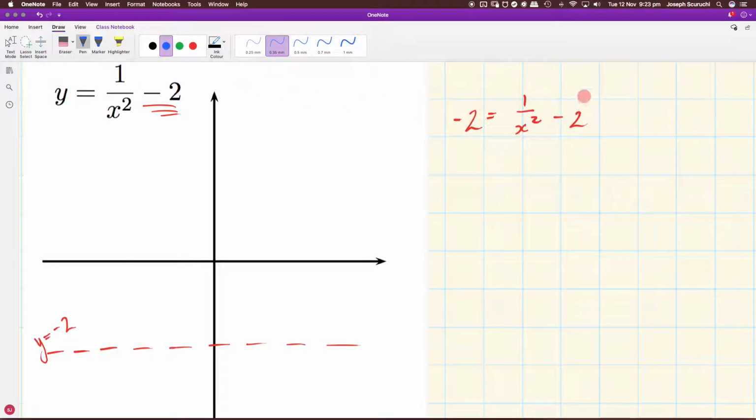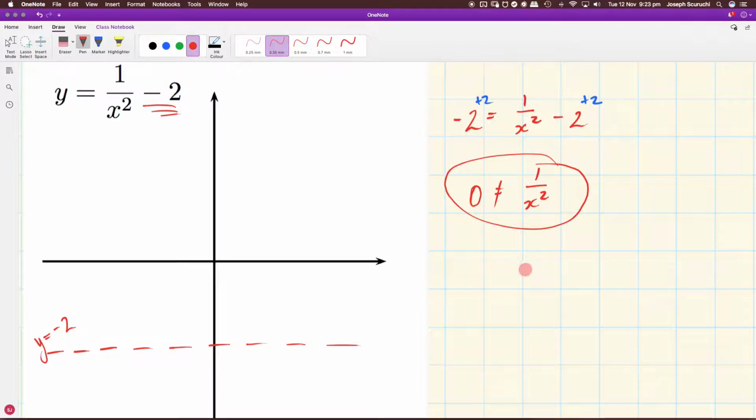I would then add 2 to both sides and be left with negative 2 plus 2 is 0 equals 1 over x squared. I'm left with this. Is there any number I could put in my x spot to give me 0 as an output? Again, this is all just repeating what we did in the last lesson, and we know that isn't true. So this proves that y equals negative 2 is my asymptote.